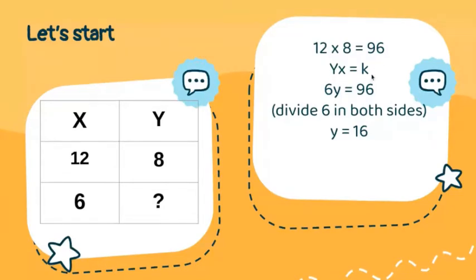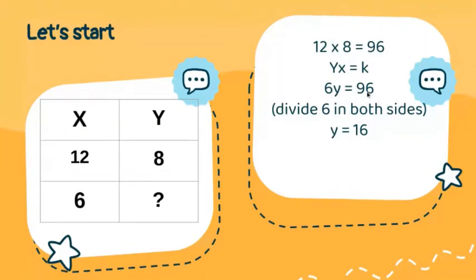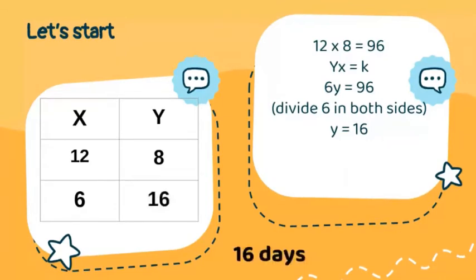yx equals k. I plotted x as 6 and y, which is the missing number, multiplied by 6, which gave me 6y. And the k, which is the constant, when I multiplied 12 and 8, gave me 96. We're going to divide by 6 on both sides. So it's going to give me y equals 16. So we finally came to the conclusion that the missing number is 16. That means that 6 students can finish their project in 16 days.